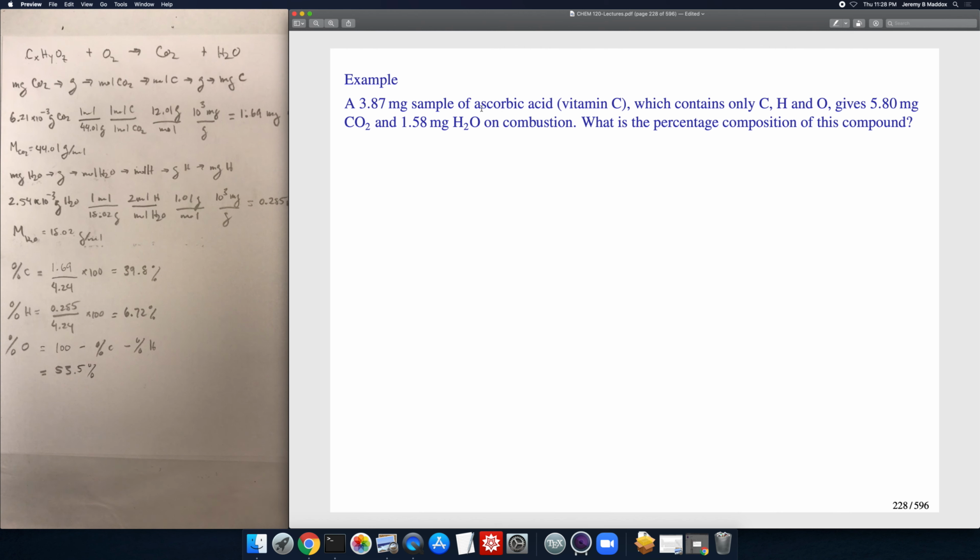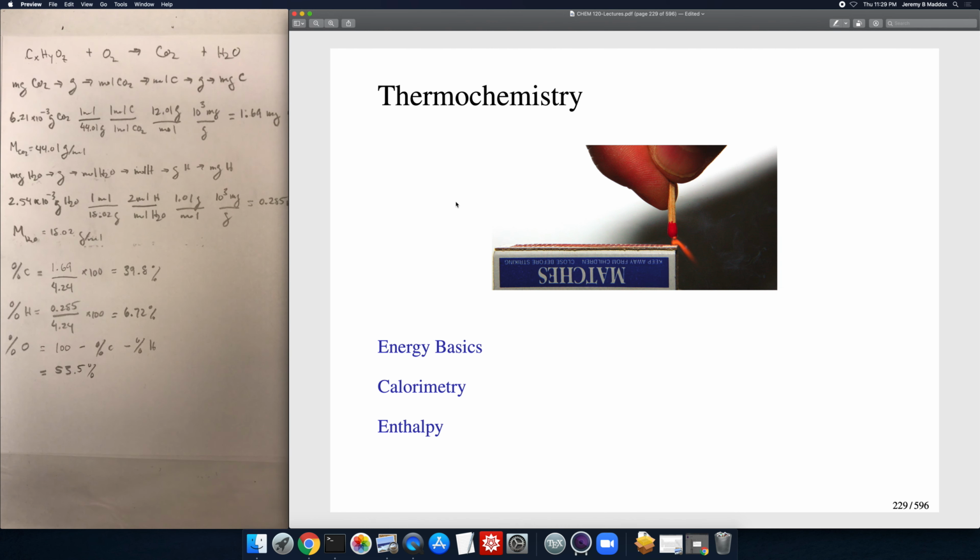The only difference is the mass of the sample, the mass of the CO2 that's produced, and the mass of the water that's produced. So if you replace all of those numbers with the numbers that I've used in this problem, you're going to get the correct percent composition for vitamin C. So I'm going to leave that one as an exercise for you to try on your own. And I'm going to pick up with thermochemistry, our next chapter, in the next video.